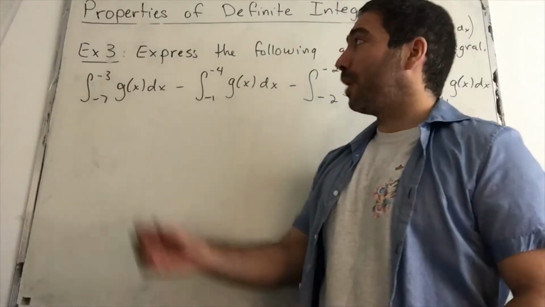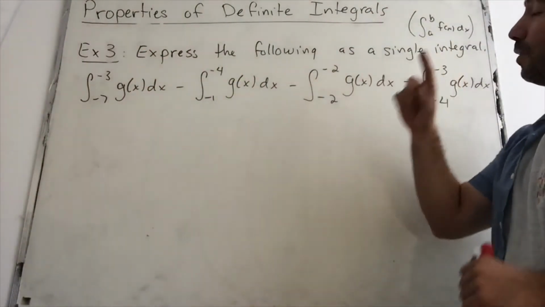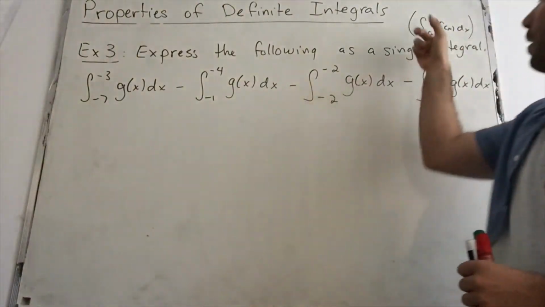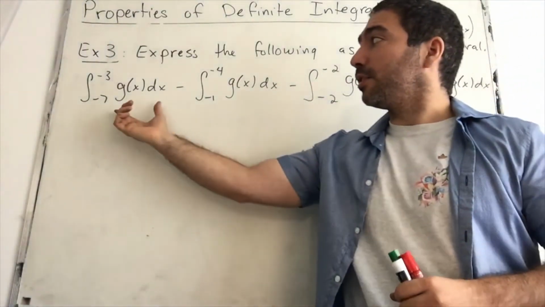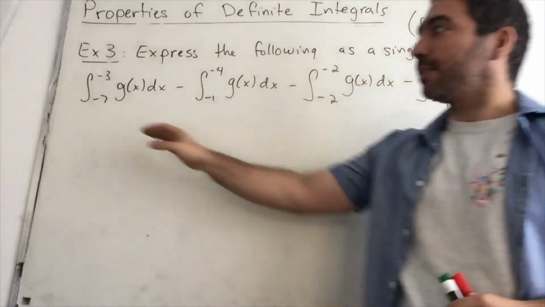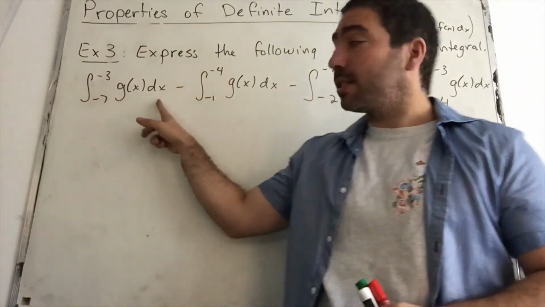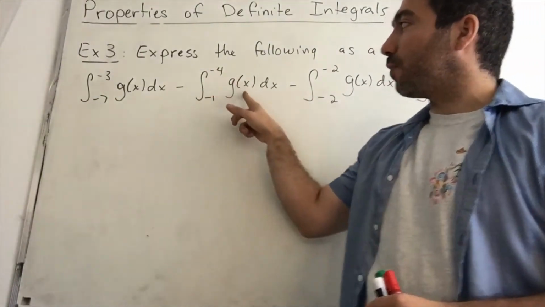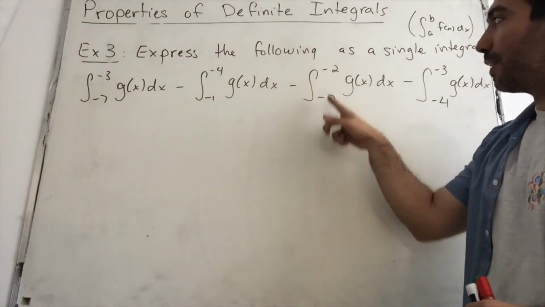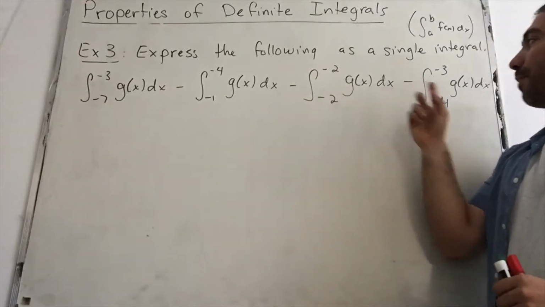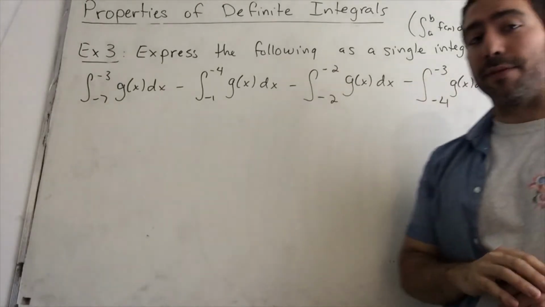In the next example, we have to express the following as a single integral of the form integral from a to b of f of x or g of x dx. So express this as one single integral. In this case, we have 4 of them. We have the integral from negative 7 to negative 3 of g of x dx, minus the integral from negative 1 to negative 4 of g of x dx, minus the integral from negative 2 to negative 2 of g of x dx, and then minus the integral from negative 4 to negative 3 of g of x dx.